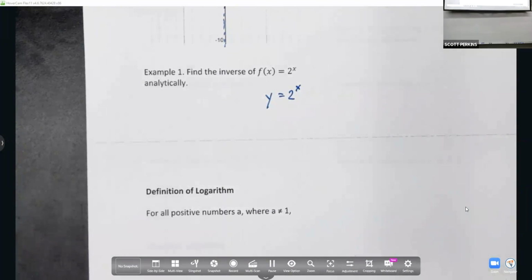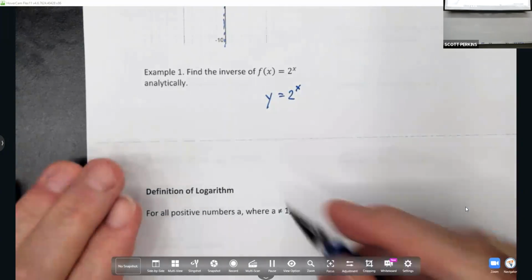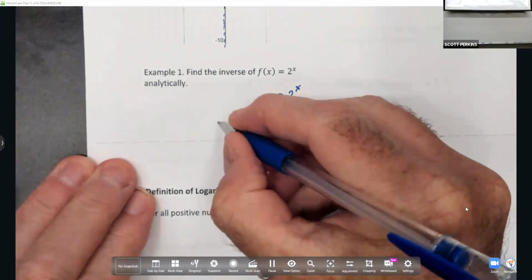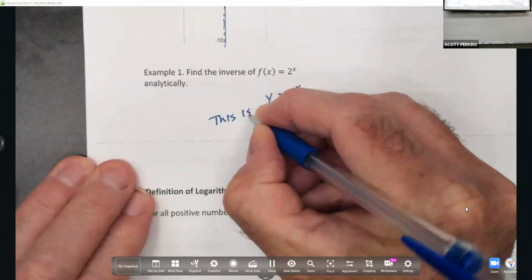What's step 2? Step 2 is actually finding the inverse. We flip-flop the x and the y. So I get x is equal to 2 to the y. This is the inverse. Congratulations.